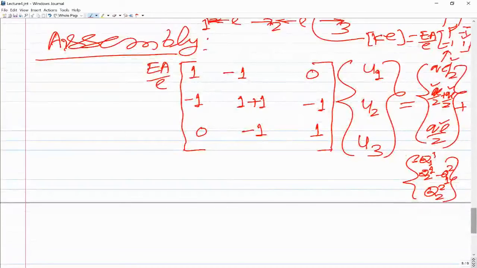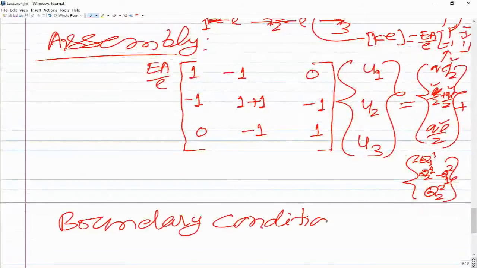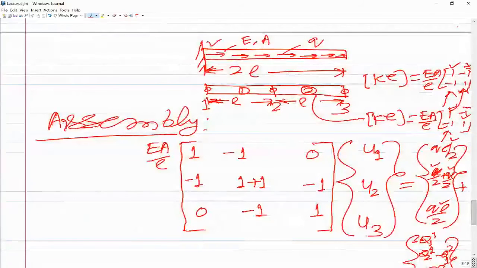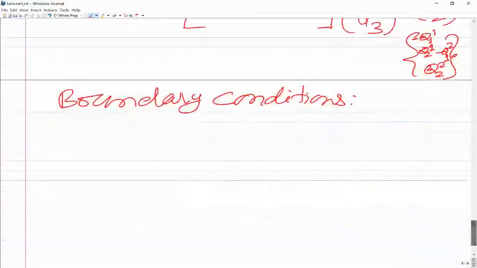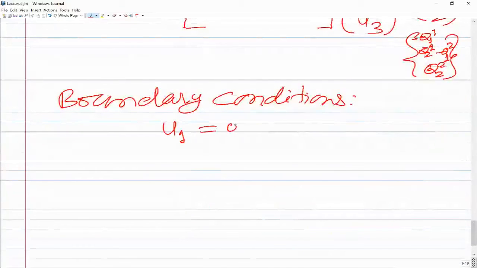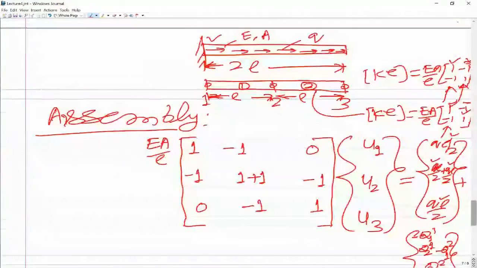Next comes the boundary conditions. Depending on what boundary conditions we have, as I said, for this case node 1 is fixed, so u1 will be equal to 0, that is one boundary condition. And the second is the last node, node number 3, which is free, so the internal load vector q22 is going to be 0 there, because there is no concentrated force applied at this node.